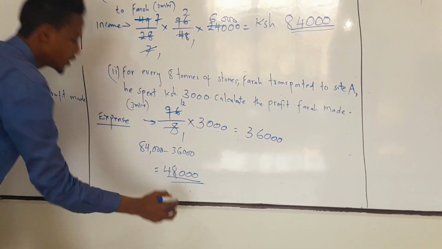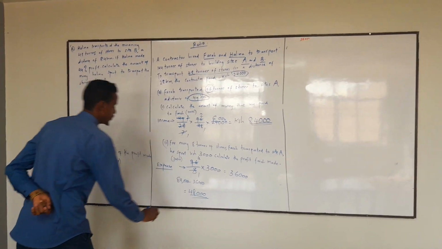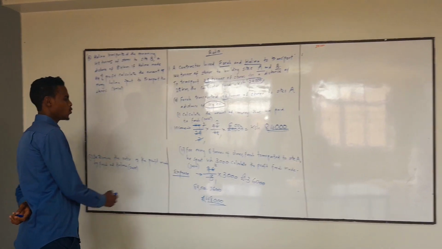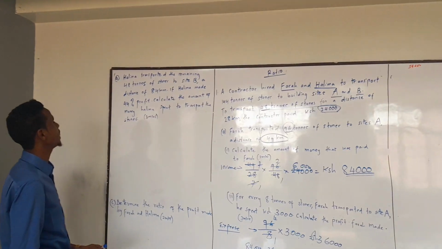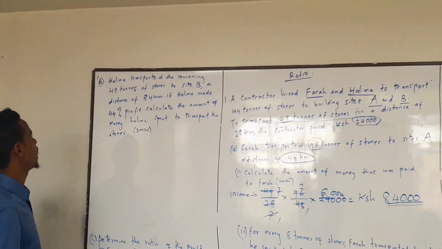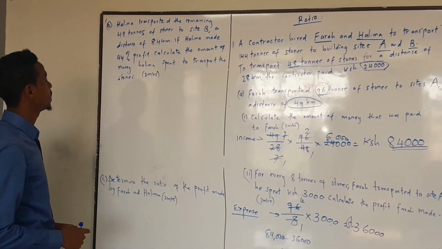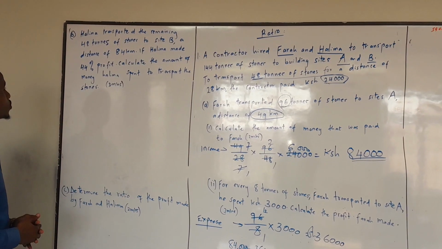48,000. These are very simple operations, and you don't need to go very much. Shilling 48,000, shilling 36,000. Now let's come to Halima again. Halima transported the remaining 48 tons of stones to site B at a distance of 85 kilometers. If Halima made 44% profit, calculate the amount of money Halima spent to transport the stones.